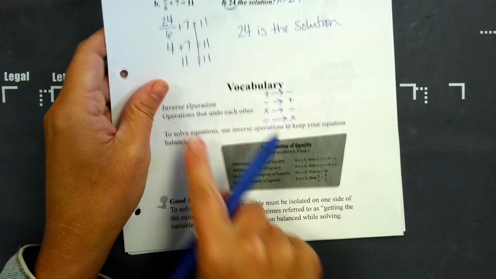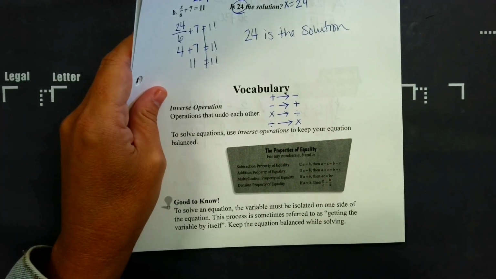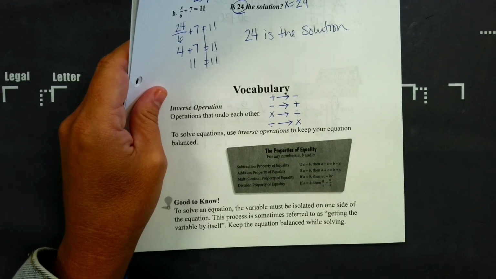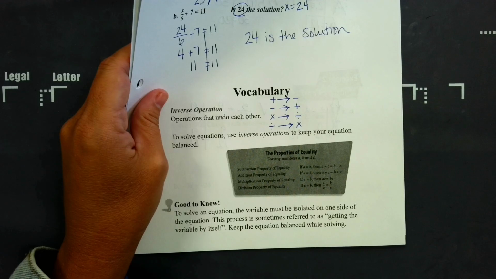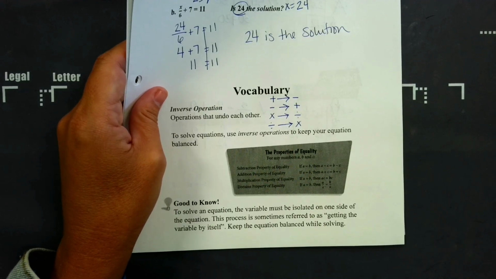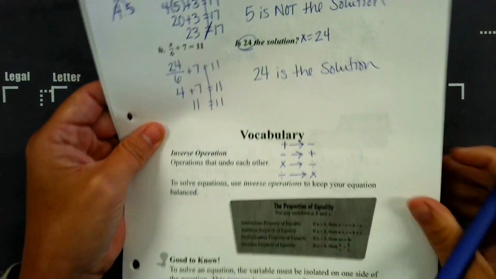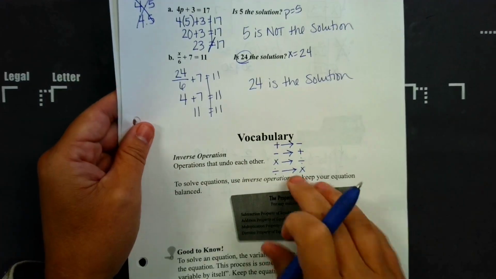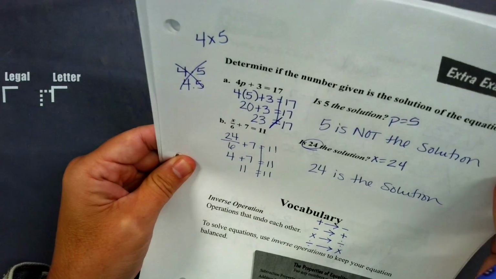Then we moved on and we talked about inverse operations. What does the word inverse mean? Opposite. So if I say add, you would say subtract. If I say multiply, you would divide. If I say divide, you would multiply. Okay, inverse operations. Do we have to know these? Yes. Okay.